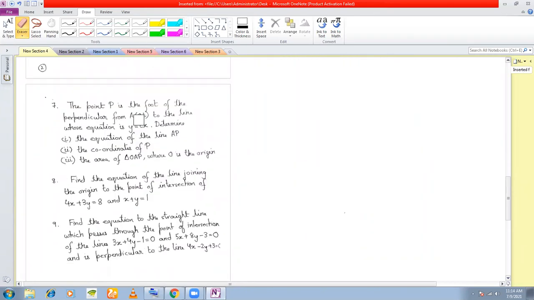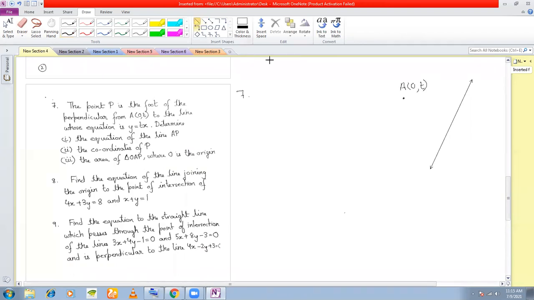Okay, next question is number 7. The point P is the foot of the perpendicular from A to the line whose equation is y is equal to tx. Let's draw the figure here. This is the straight line. The point P is the foot of the perpendicular from A. So let's consider this point as A. Its coordinate is 0, t.